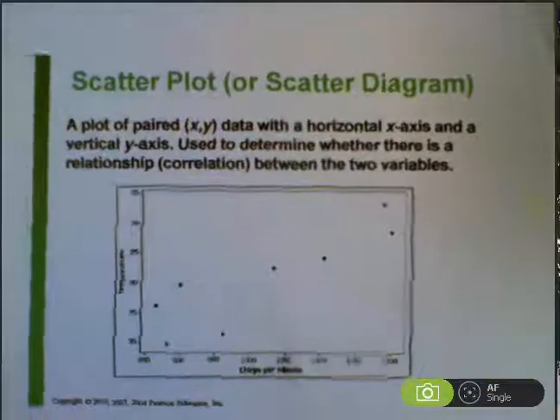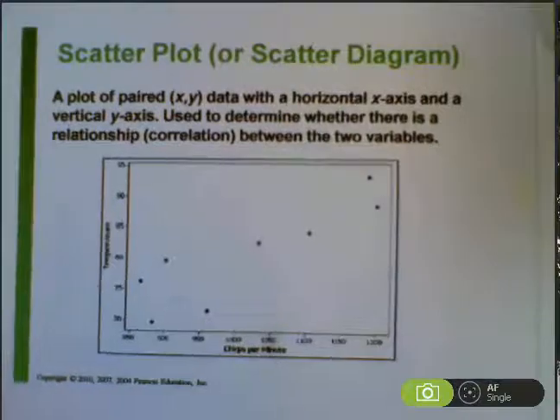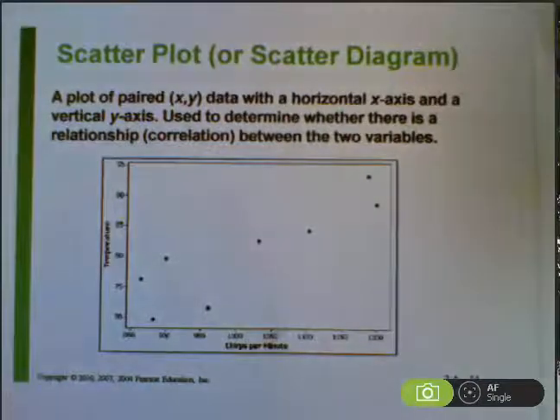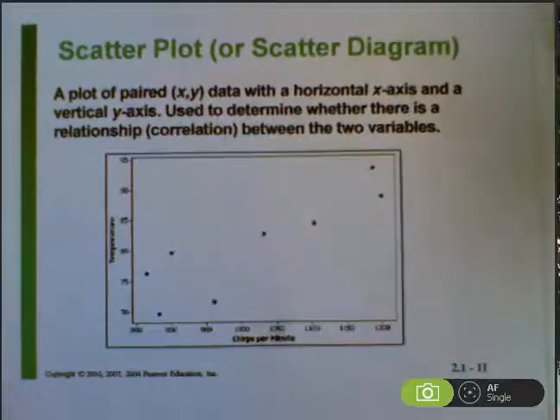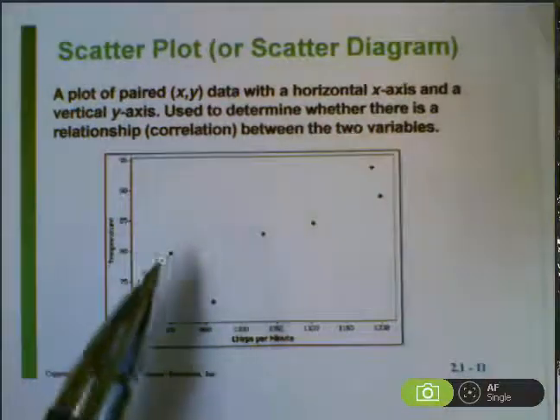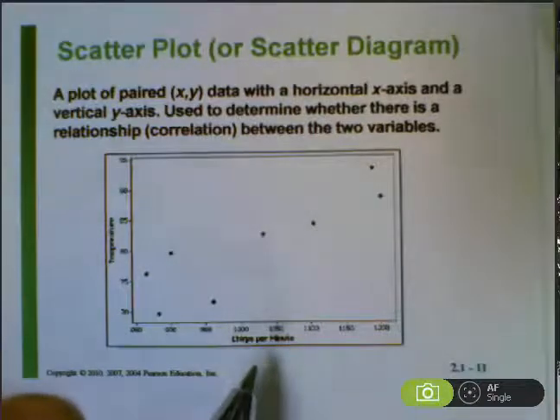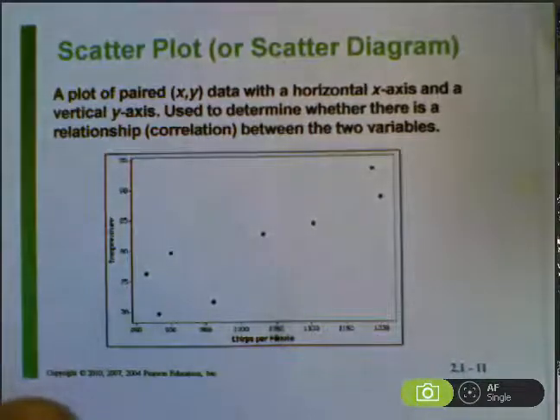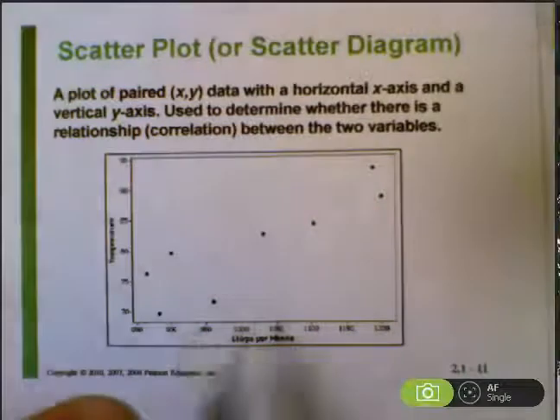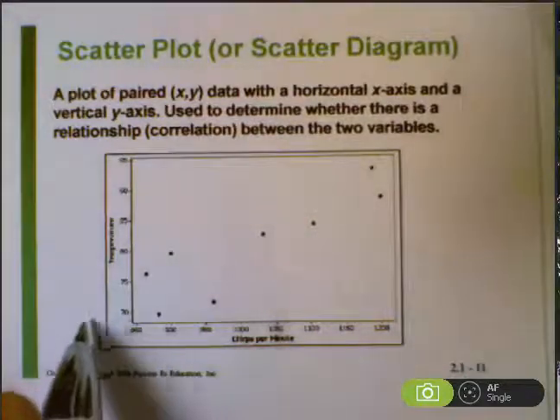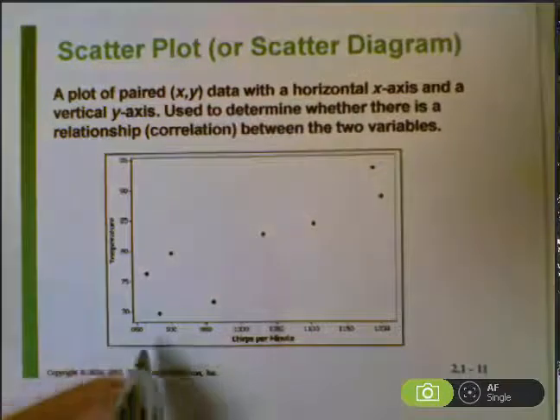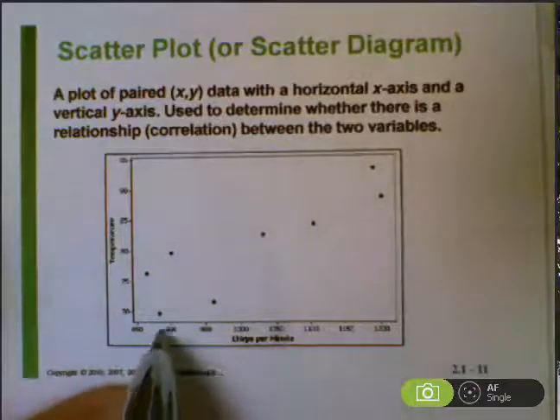The last kind of chart we're going to mention is a scatter plot. And a scatter plot shows a relationship between two variables. This scatter plot shows a relationship between temperature and the number of times crickets chirp per minute. It looks like, according to this data, that when it's about 70 degrees, crickets will be chirping.